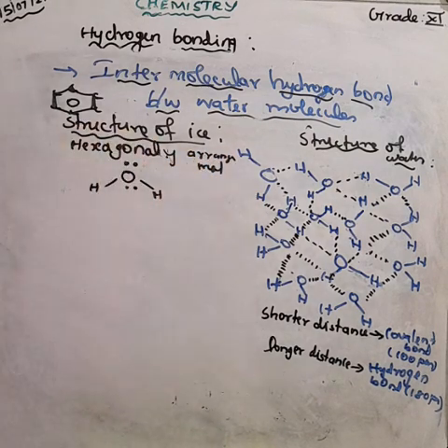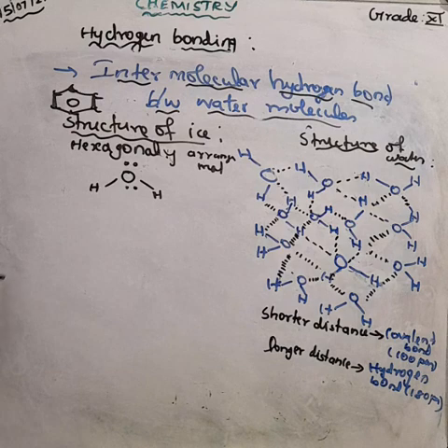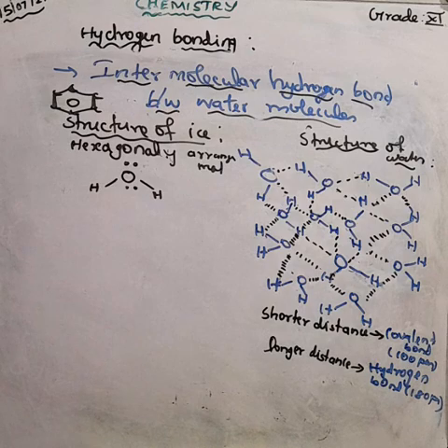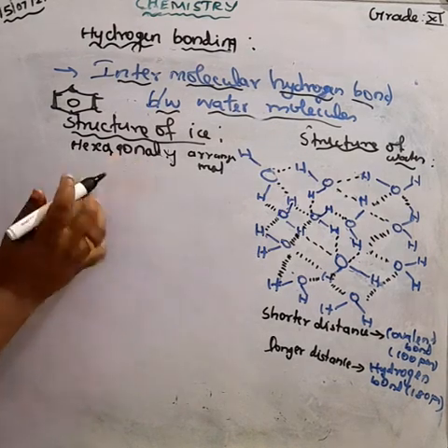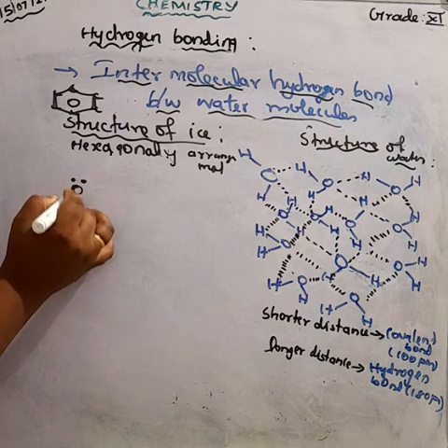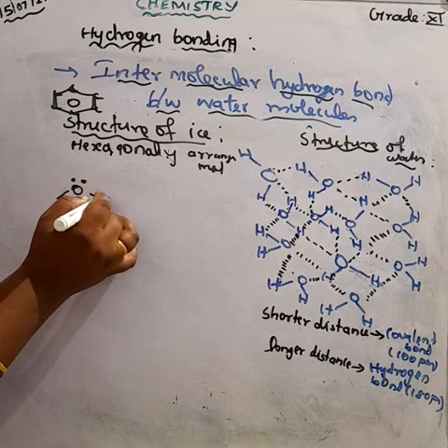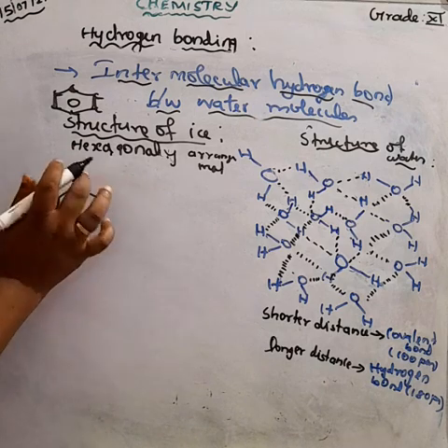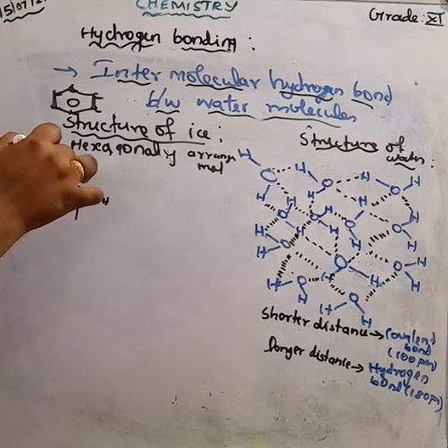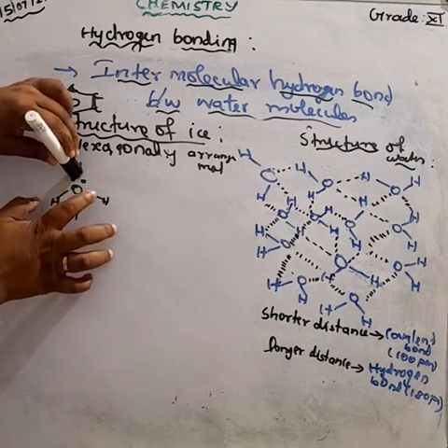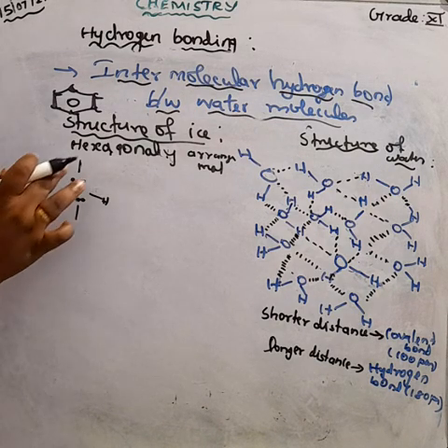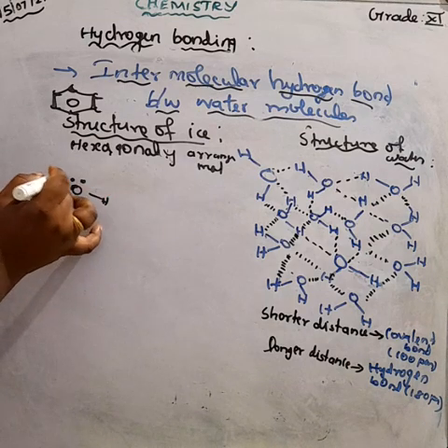Okay, so due to the presence of two hydrogen atoms and two lone pairs of electrons surrounding the oxygen atom, it forms a three-dimensional structure. Three-dimensional means two sides have hydrogen atoms, the back side has the oxygen lone pair of electrons, and this side also has a lone pair of electrons. Okay, this is the three-dimensional arrangement. This arrangement creates an open structure.